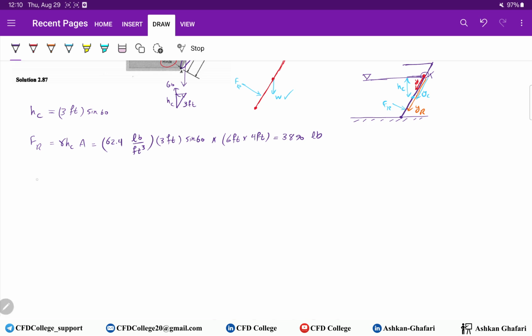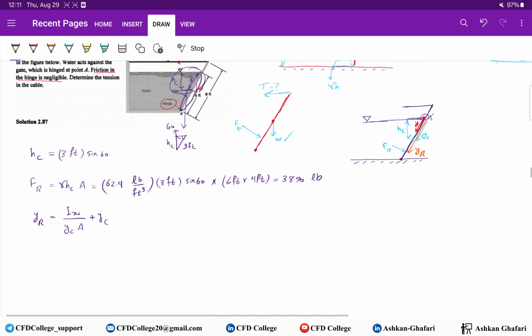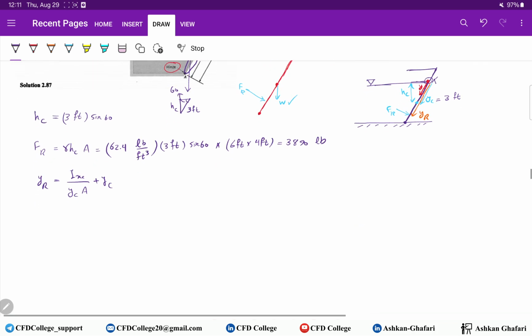Okay, we know that YR equals IXC over YC A plus YC. IXC is usually given to you in the exams, so don't worry about it. YC equals 3 feet. So we know YC, we know A, and IXC. IXC for a rectangle is 1/12 B times H to the power 3.